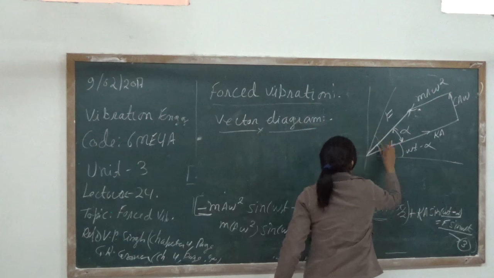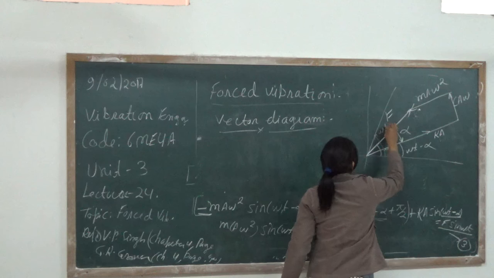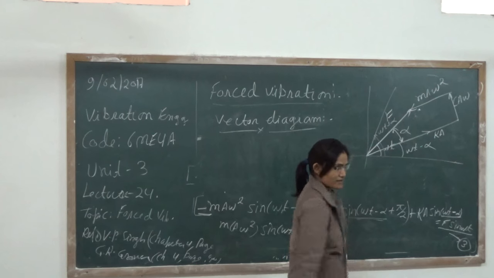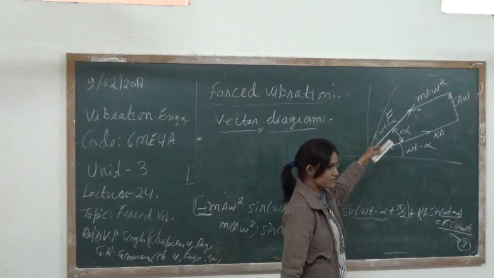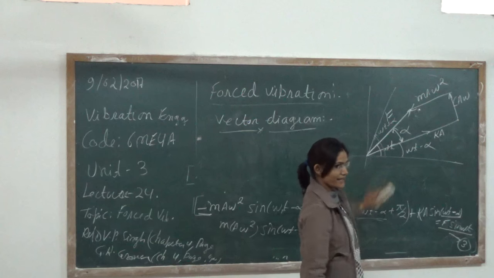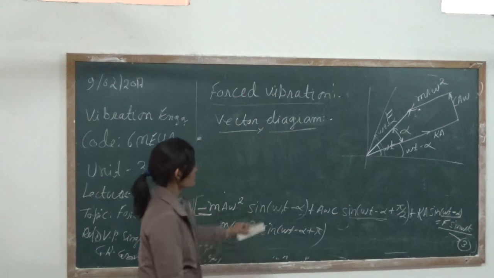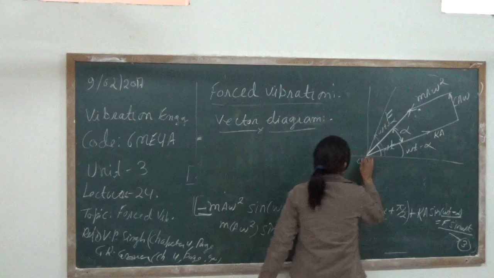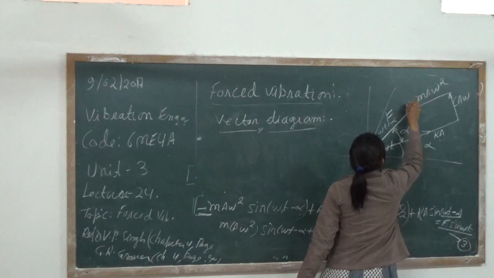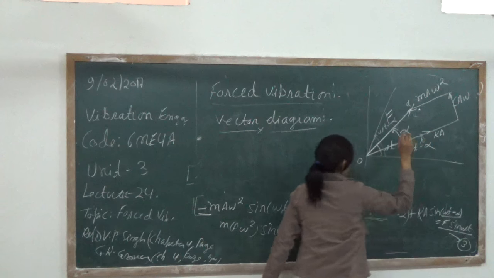Then this will be omega t plus alpha. Then the phase angle is added. Here we have drawn the phase lag angle. Then from this figure, the triangle OAB.